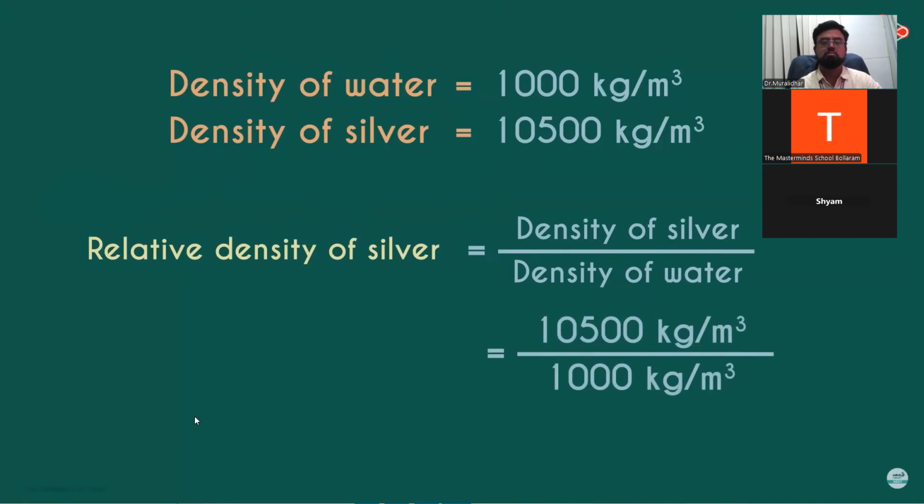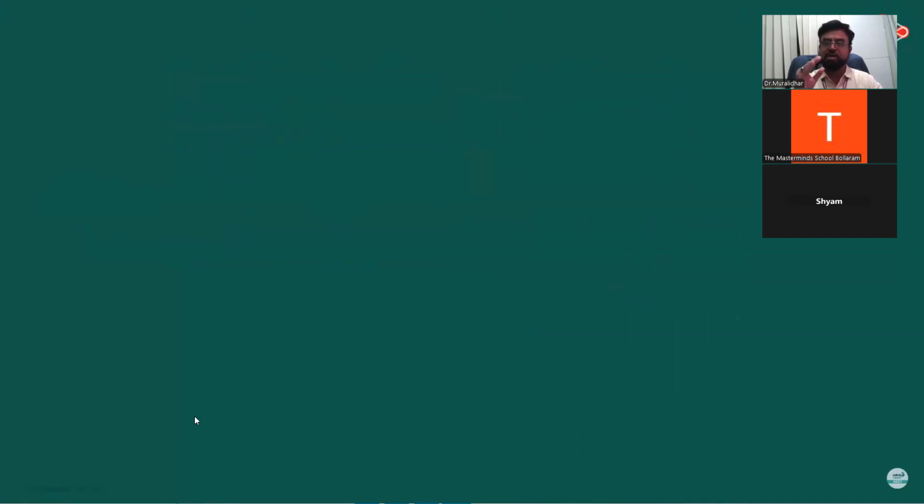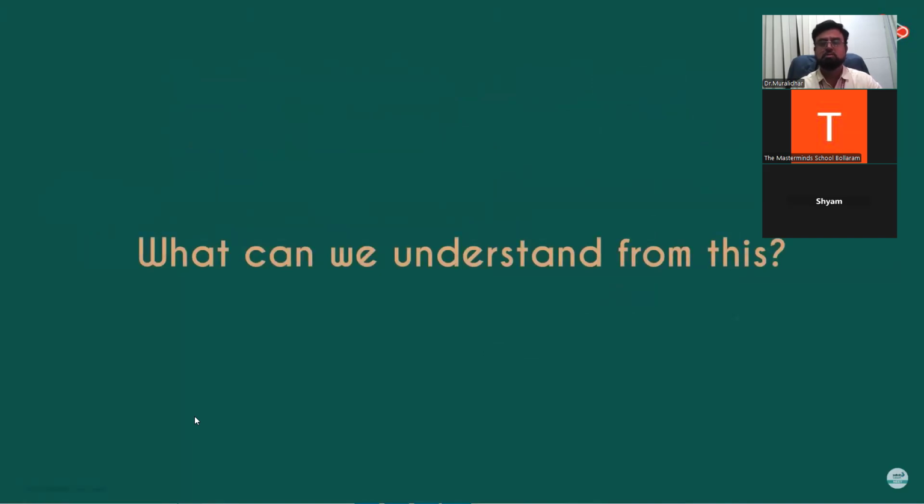Substituting the values here, we get the answer as 10.5. That's the relative density of silver. The number only, meaning 10.5. What does the relative density tell us though? What can we understand from this?